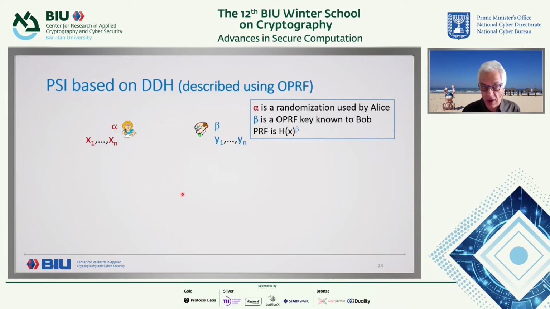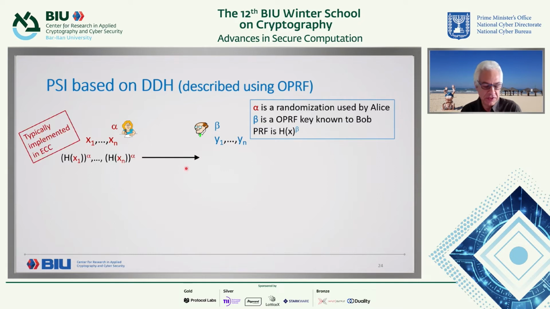So how can we use it for PSI? I'll describe here a very well-known PSI protocol, the most basic one, designed by Catherine Meadows in 86, I think, and then redesigned afterwards over and over by other people. And I'll describe it as using an OPRF. Of course, the initial descriptions were not describing it as an OPRF, but this is how we're going to describe it. So Alice has this set of values, and Bob has this set of values. She chooses a random alpha, and Bob chooses a random key beta for the OPRF.